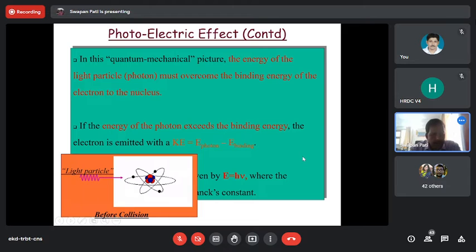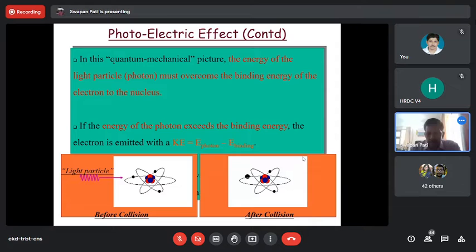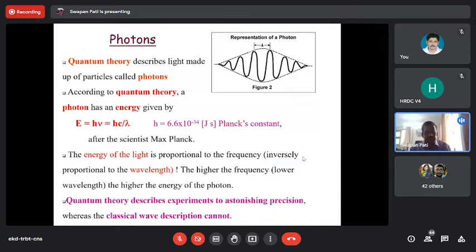All right, and the light particles before collision and after collision. All right, so let me tell a little bit about photons. Quantum theory describes light made up of particles called photons. They are bosonic particles. Remember, the bosons are named after S.N.